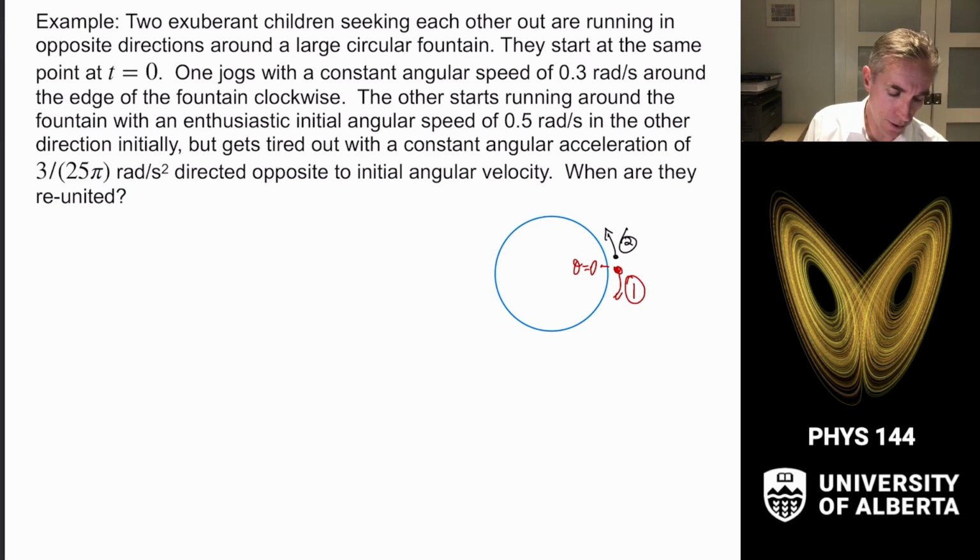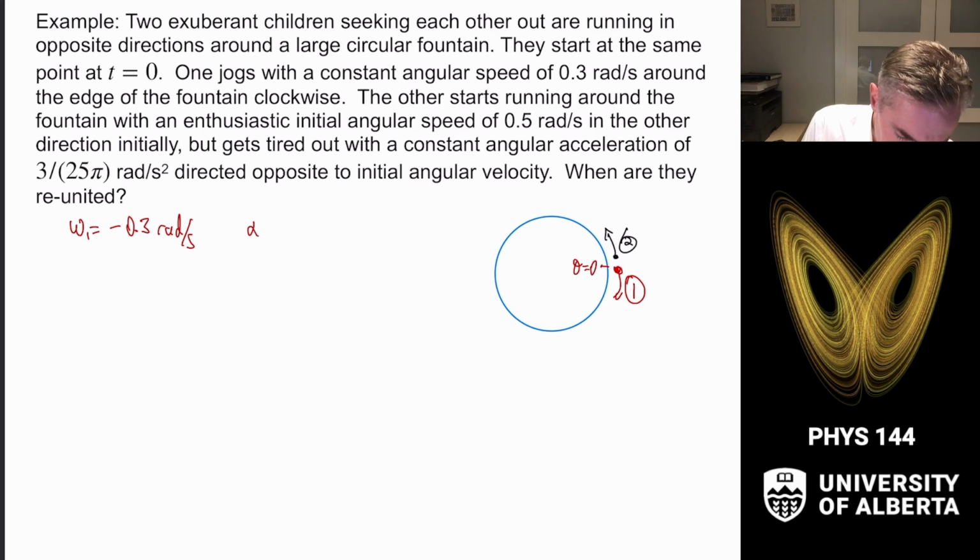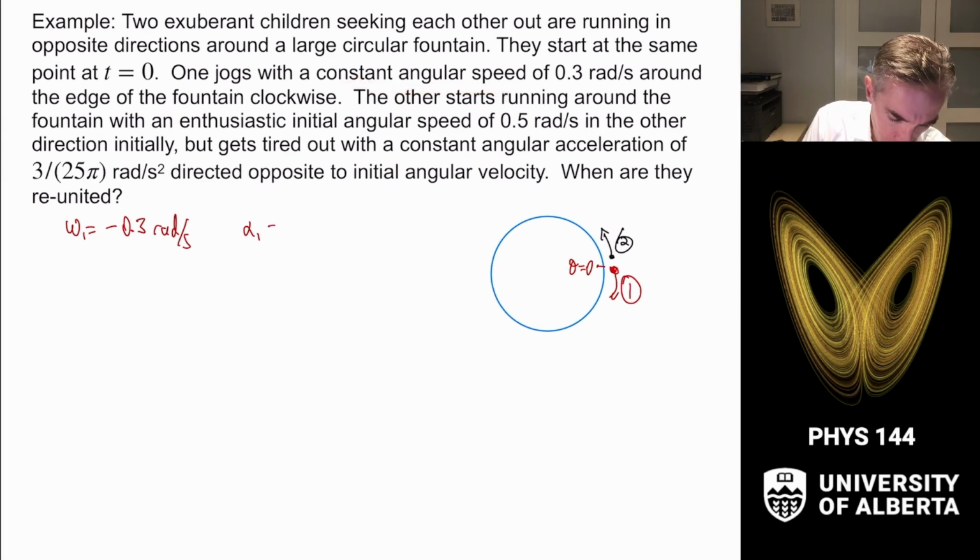Then what we need to do is write down the kinematic equations. So child 1 has an initial angular speed, omega 1, of minus 0.3 radians per second. Why negative? That's built into the clockwise direction here, so we'll stick with our standard convention and make that negative. No acceleration is given in the problem because it's a constant angular speed, so alpha 1 is 0. Omega 2 is equal to 0.5 radians per second, just off the problem.